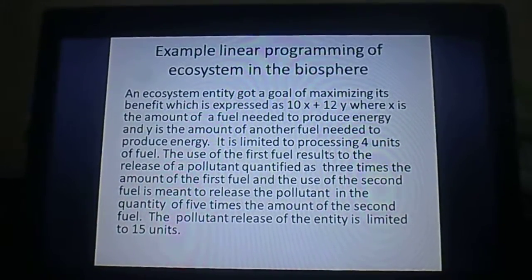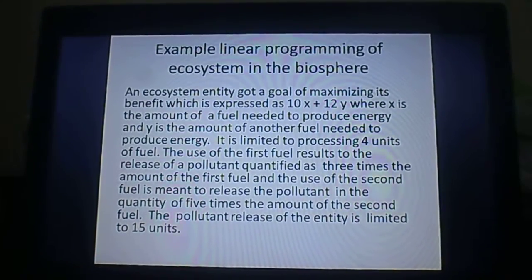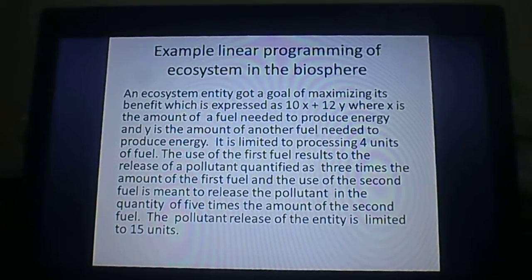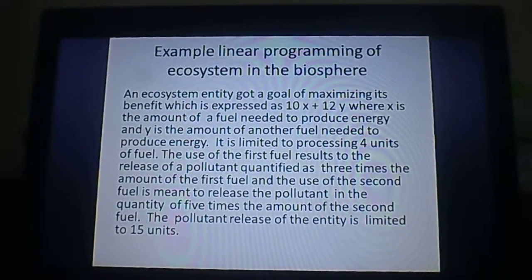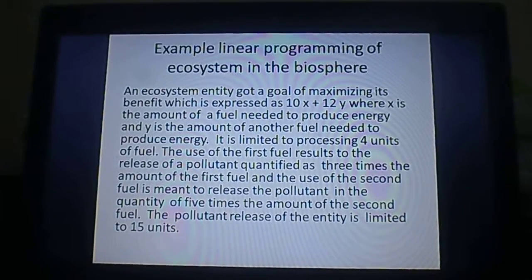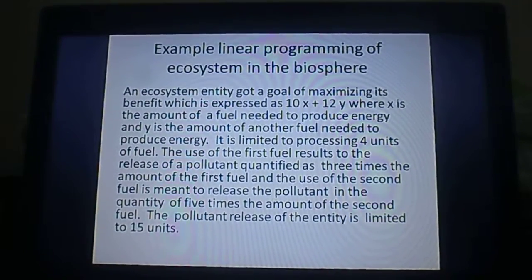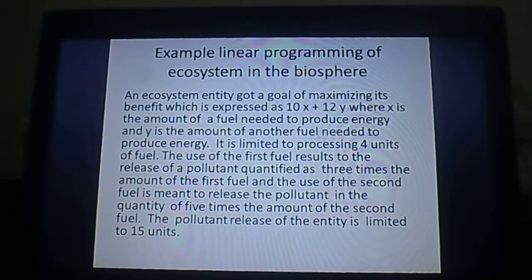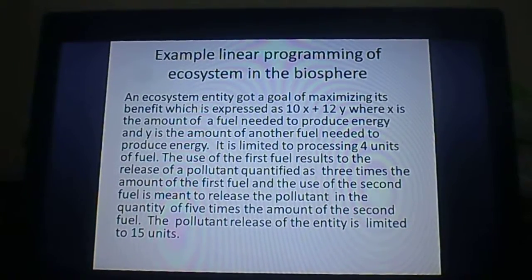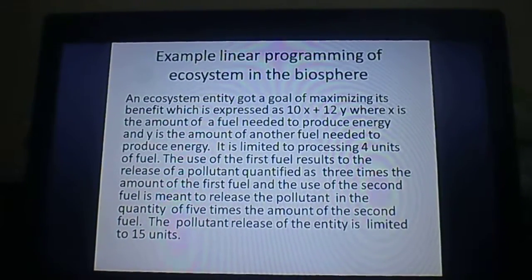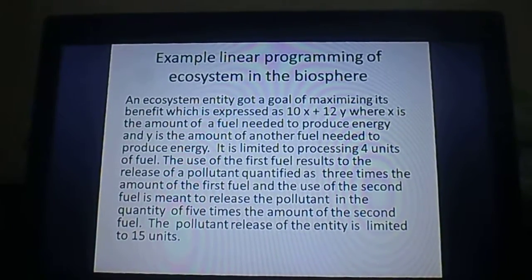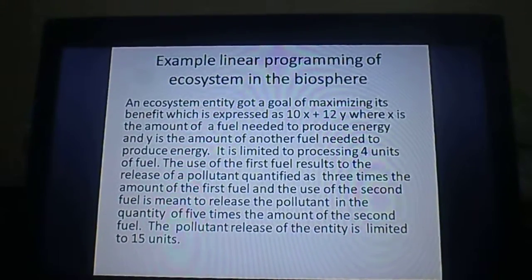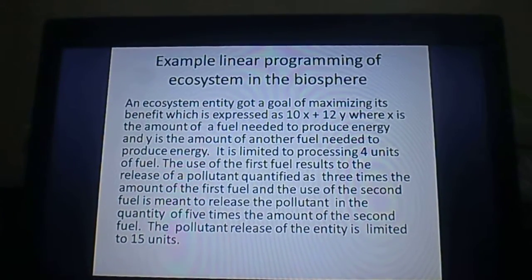Consider an example, linear programming of an ecosystem in the biosphere. An ecosystem entity has a goal of maximizing its benefit, which is expressed as 10x plus 12y, where x is the amount of a fuel needed to produce energy, and y is the amount of another fuel needed to produce energy. It is limited to processing 4 units of fuel.